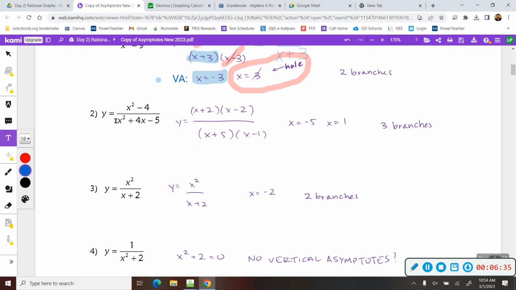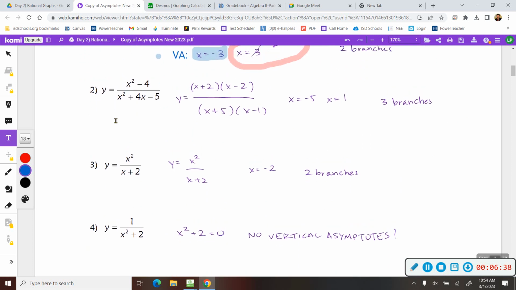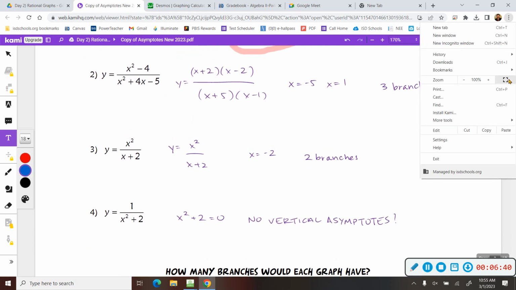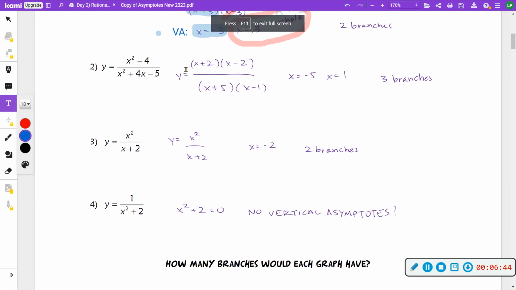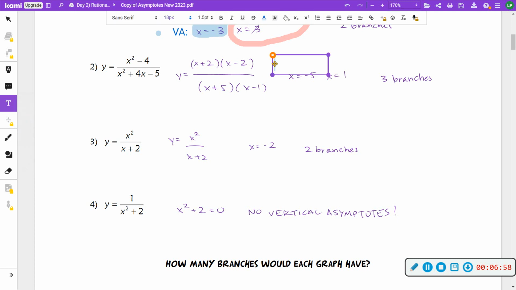All right, so we'll talk through a few more. I may not graph each of these. But here, if I were to factor this and factor that, here's what I would get. And then nothing cancels. So what number plus 5 is 0? That's -5. What number minus 1 is 0? That's 1. And so both of these are vertical asymptotes. Okay, so we have no holes, we just have vertical asymptotes.